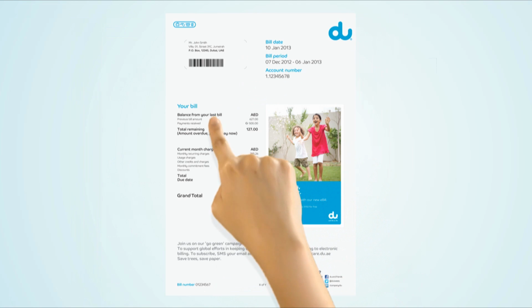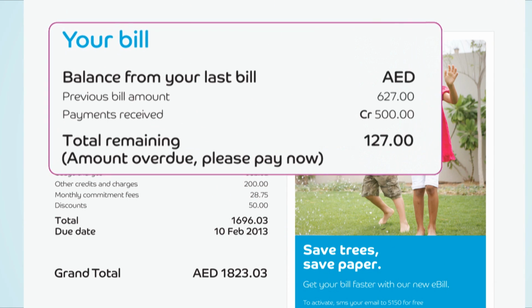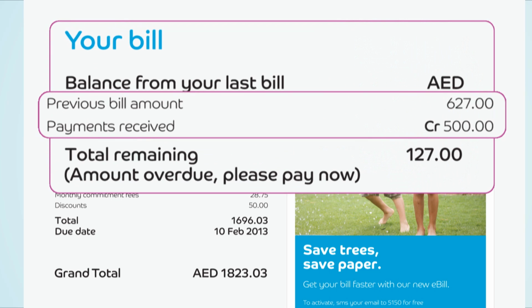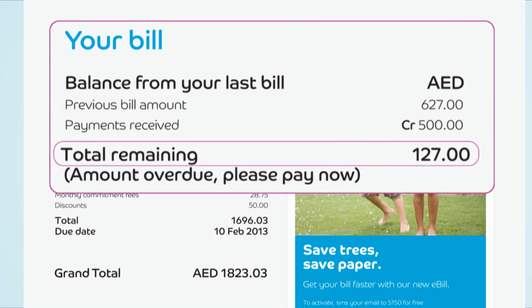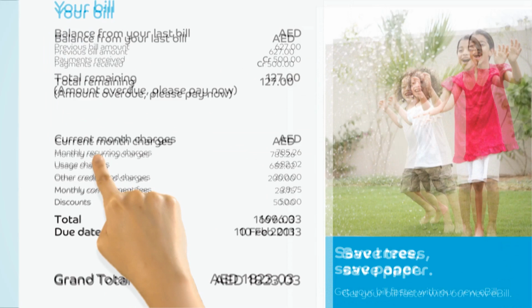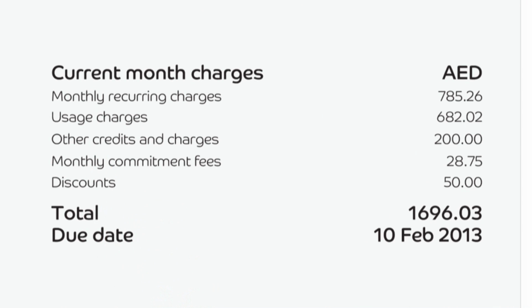The next section is an overview of your entire bill. It shows how much your last bill was and whether it was cleared. If there is any amount outstanding here, it needs to be paid right away. Then we get to this month's charges.